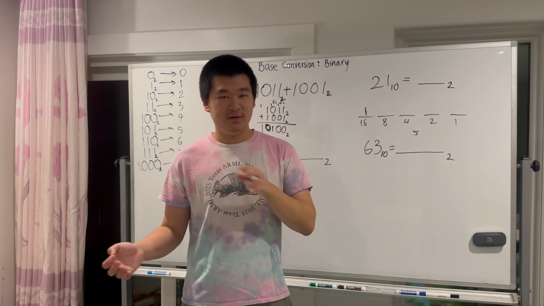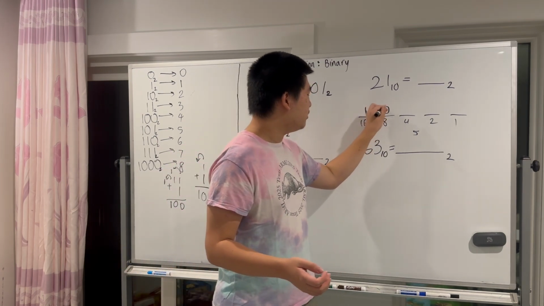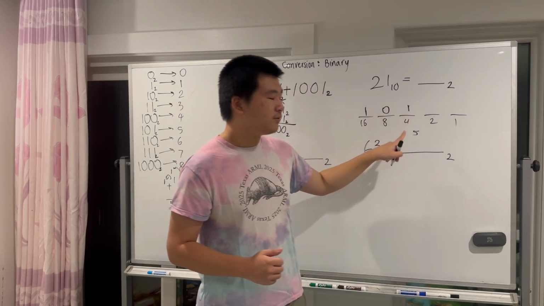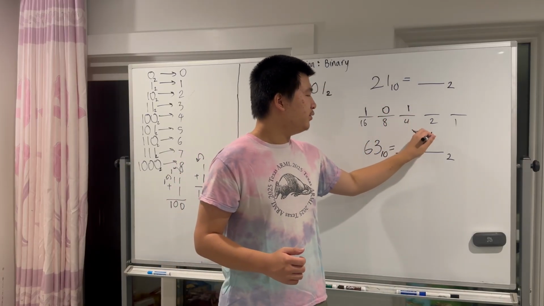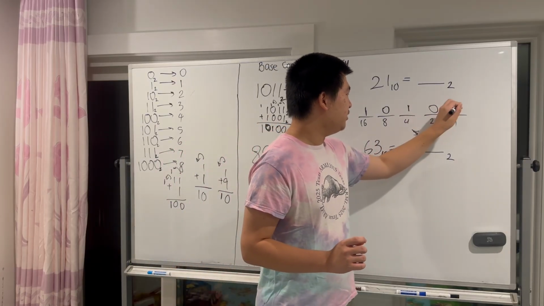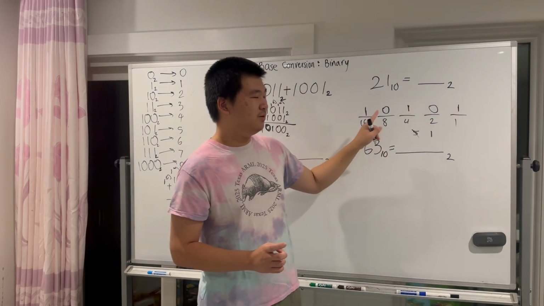8 goes into 5? No. So we write a 0. 4 goes into 5? Yes. So we write a 1. Then after we subtract 4, what value do we have left? 1. 2 goes into 1? No. 1 goes into 1? Yes. So our answer is 1, 0, 1, 0, 1.